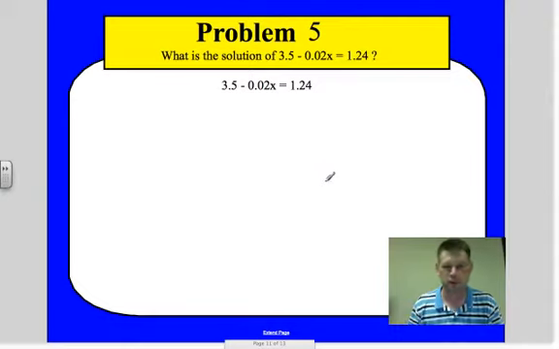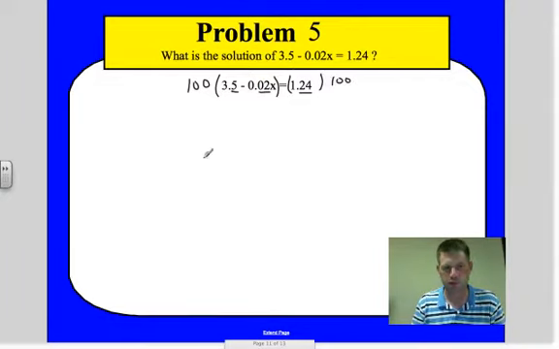Here's that problem with decimals. Count how many decimals I have. I have 1 there, I have 2 there, and I have 2 there. So the largest is 2. That means I want to multiply everything by a 1 with 2 zeros, or 100. So I'm going to multiply everything by 100. 100 times 3.5 gives me 350 because I have to move the decimal 2 spots. Subtract 100 times 0.02x makes that 2x. Moving this decimal 2 spots, I get 124.